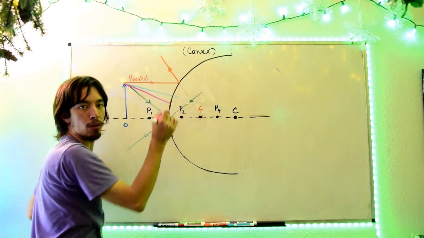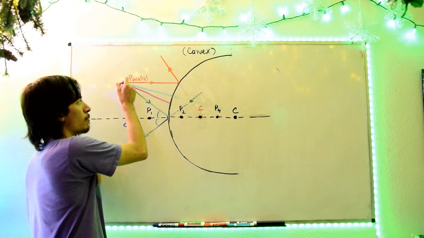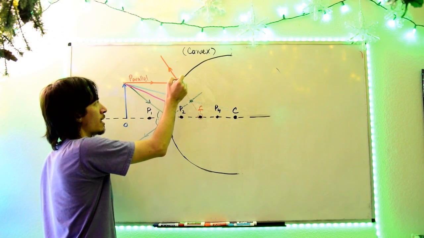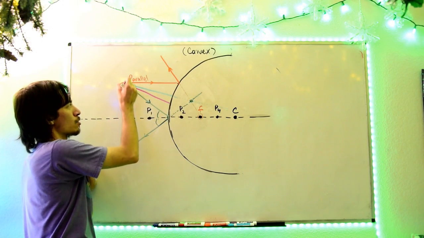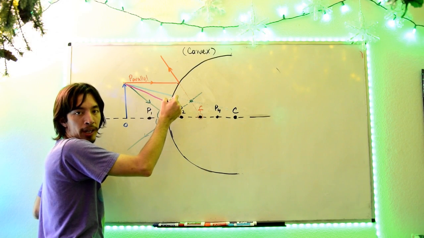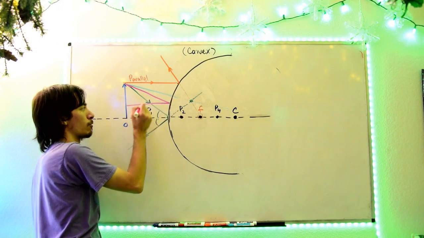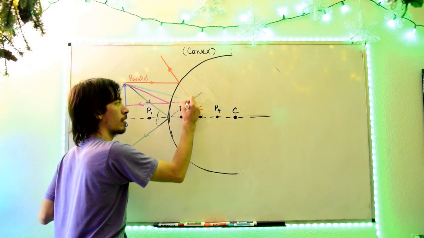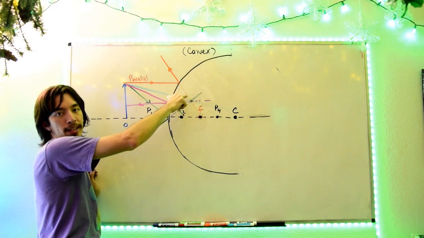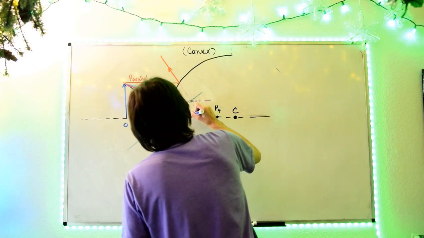But the focal ray will always do the reverse of the parallel ray. So the parallel ray comes in parallel and then comes out away from the focal point. This one is aimed at the focal point and it comes out parallel. So it comes out like this, roughly. And if you trace it back where it came from, it also intersects at that point. So the image forms here.